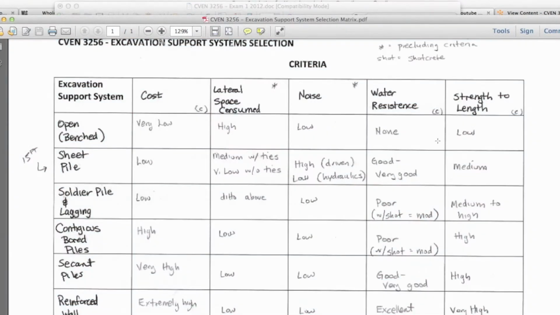The next one is the contiguous bored piles, and this one is no good also for the water resistance. Next one that we can look at are the secant piles. With secant piles, lateral space is low, which is good. Noise is low, which is good. Water resistance is good. So this one is definitely one that is workable.